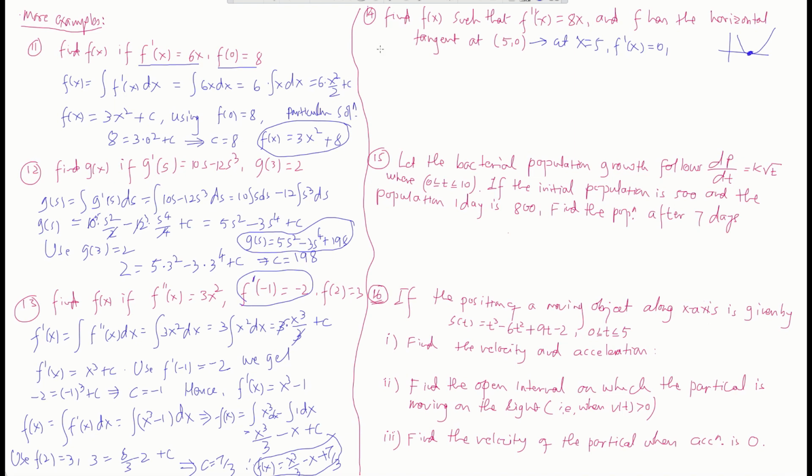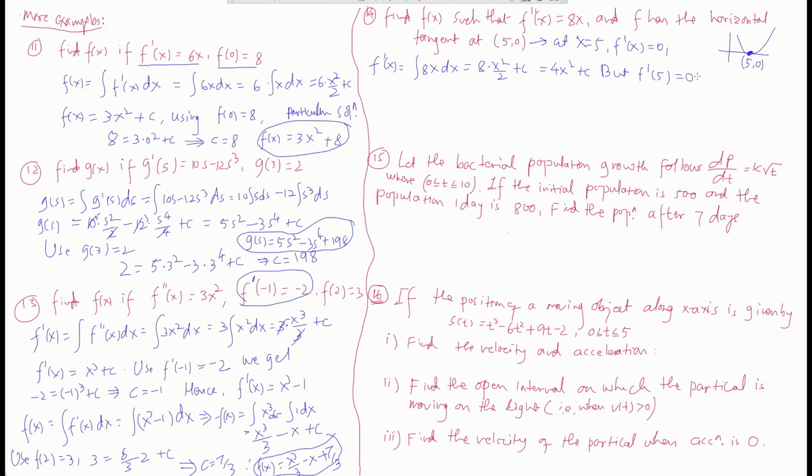Okay, let's do that. So what is f'(x)? f'(x) is the integral of 8x dx, right? So this implies 8 times x squared over 2 plus c. This implies 4x squared plus c. But f'(5) equals 0, right? This is (5, 0), right? Because at 5 the horizontal tangent means the derivative is 0 at 5. That's what it is saying.